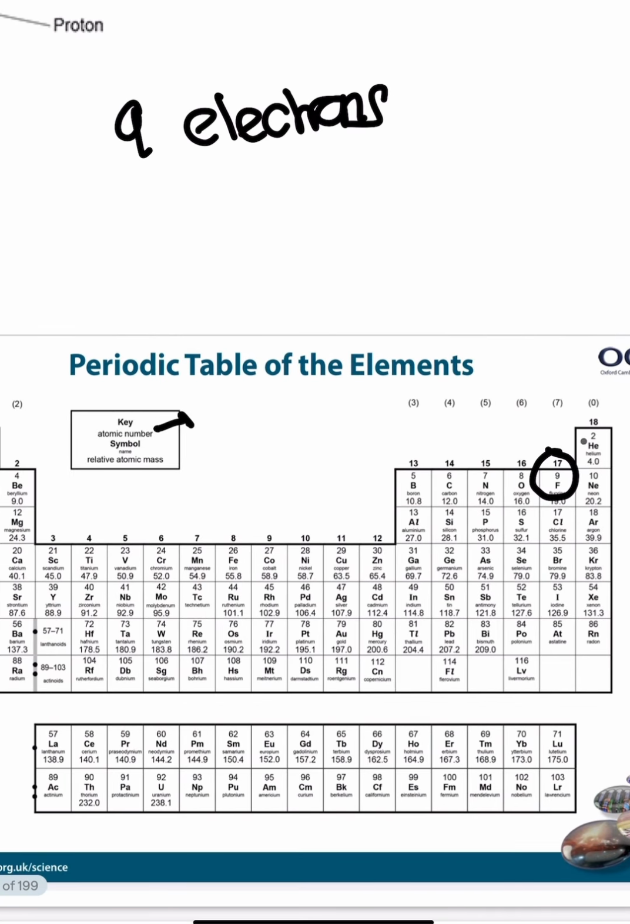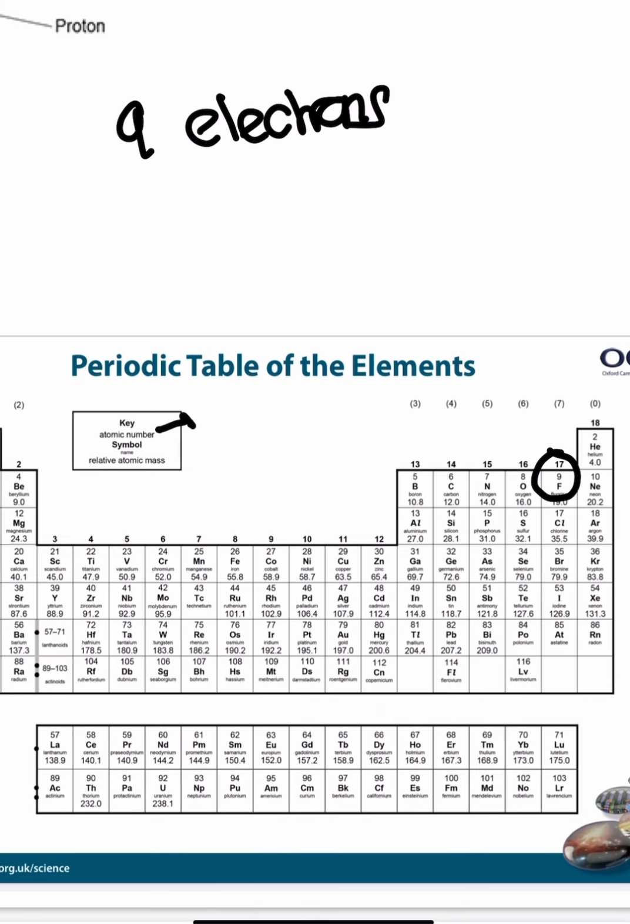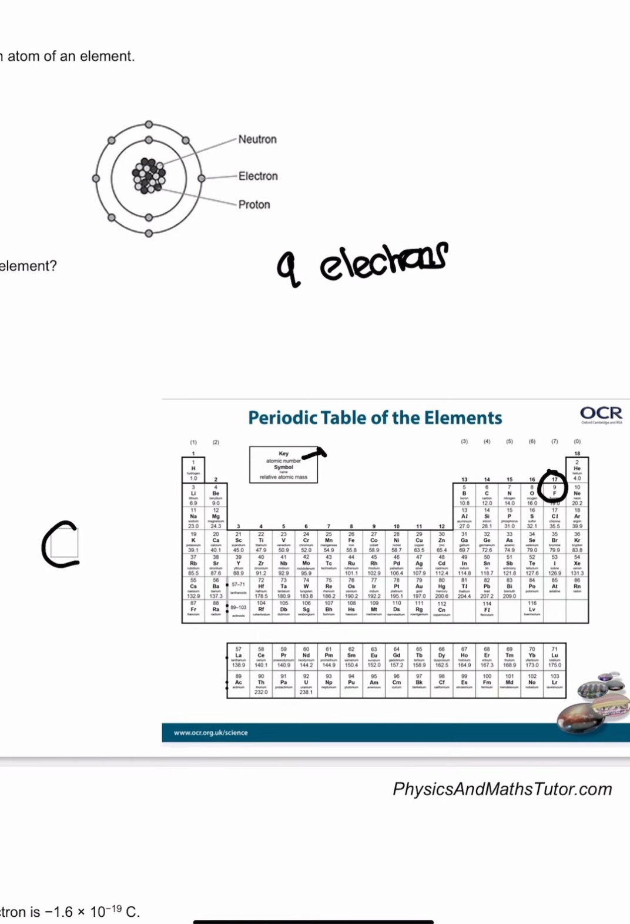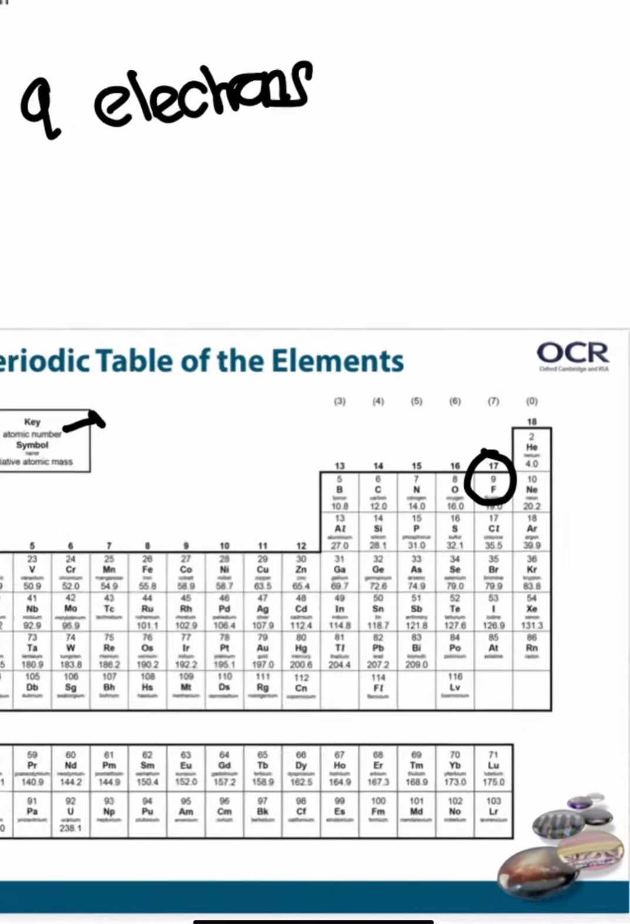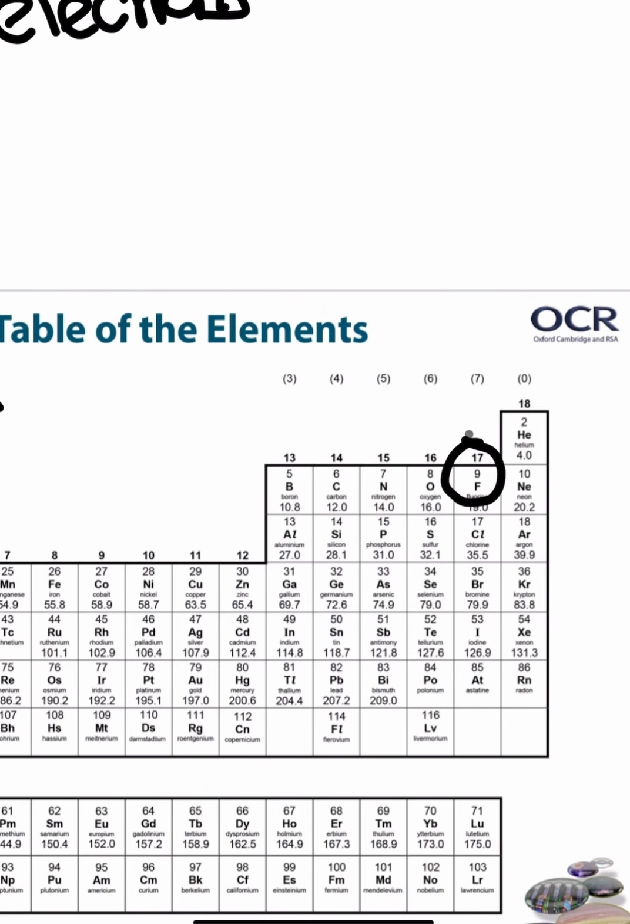As you can see, period 1 is hydrogen and helium, and period 2 is this one over here, and fluorine is there. So we know it's in period 2 because it has 2 shells, 1 shell, 2 shells. We know it's in group 7. Why? Because it has 7 electrons in the outer shell. And then we know it is fluorine. Why? Because it has 9 electrons altogether, and fluorine has atomic number of 9.